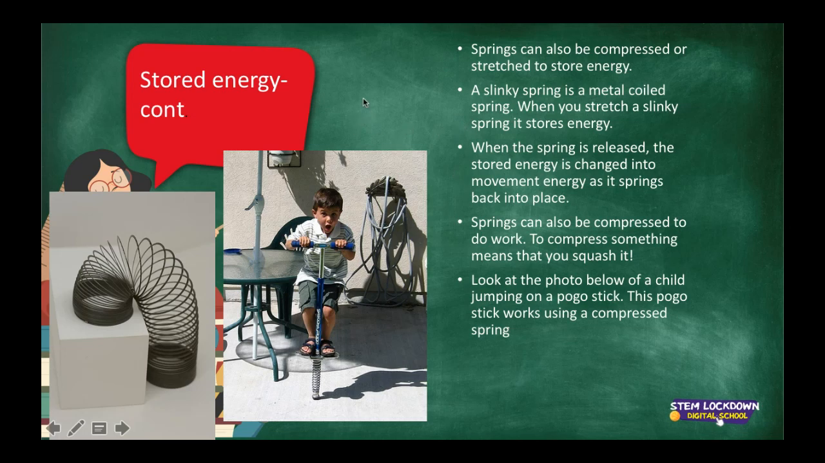A slinky spring is a metal coil spring. When you stretch a slinky spring, it stores energy. When the spring is released, the stored energy is changed into movement energy as it springs back into its shape. Springs can also be compressed to do work. To compress something means that you squash it. To squash something means you press it with force. You press it with force, okay?